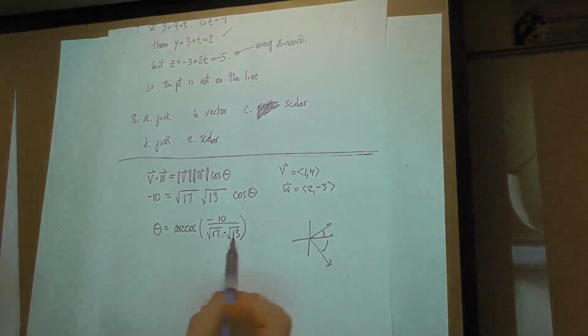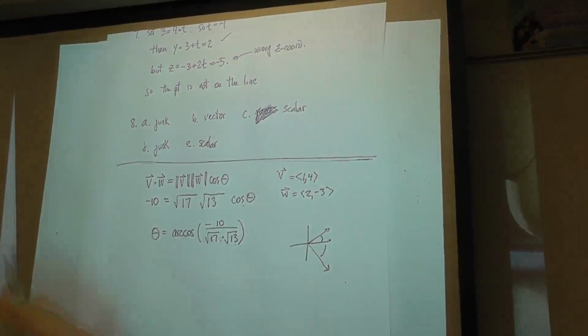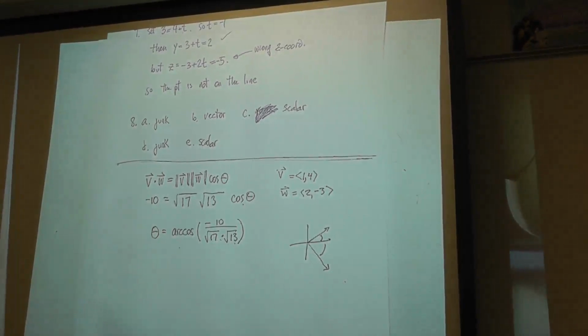So theta is inverse cosine. If you leave your answer like that, that's great. I mean, that's fine by me, you don't have to punch it in.